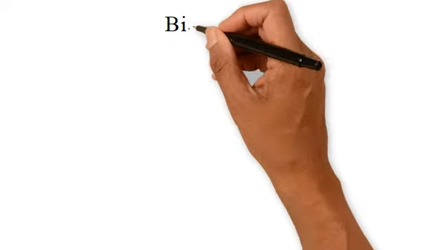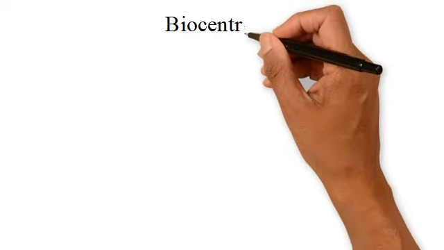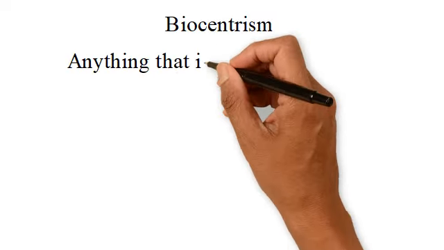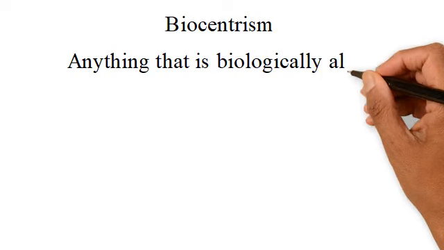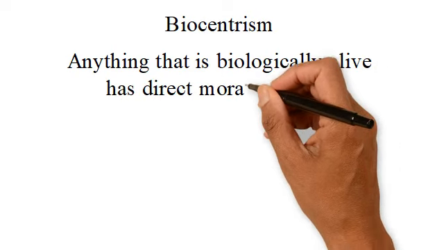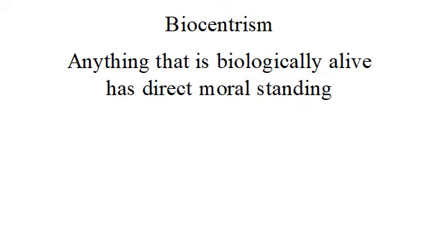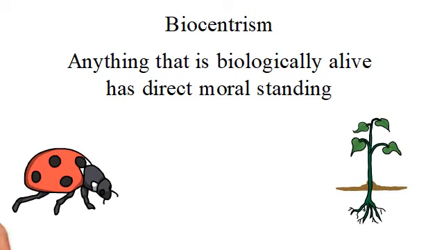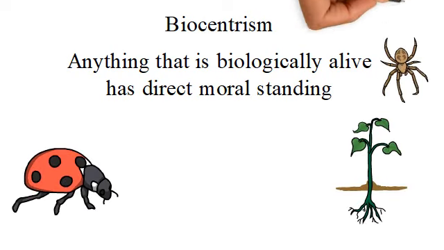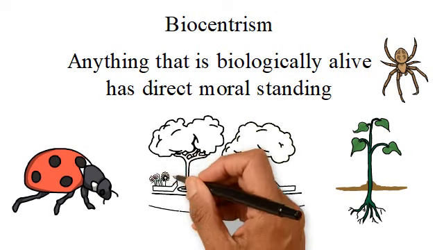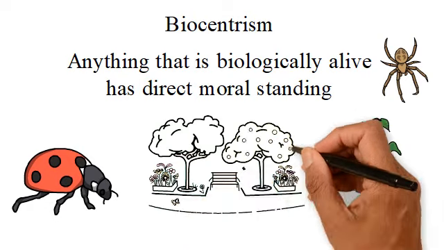The last view of moral standing I will discuss here is biocentrism. Biocentrism is the position that anything that is biologically alive has moral standing. On biocentric grounds, not only would fellow human beings and non-human animals be the sorts of things that we have direct obligations towards, but so are plants and insects. Some biocentrists say that entire natural habitats and ecosystems are the sorts of things that we have direct obligations towards as well.